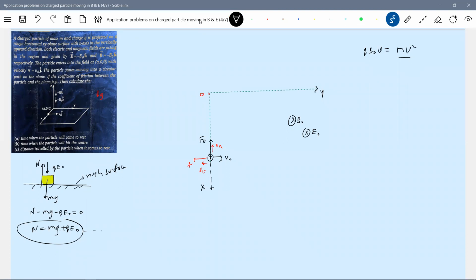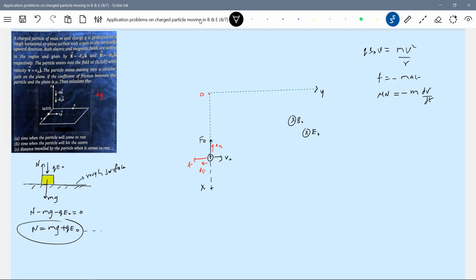Small r, I'll write it. That'll be more meaningful. Speed of the particle at any time. So we are getting one equation like this. Then tangential retardation. So what is the tangential retardation? F equal to minus m a t. So this should be equal to mu N. a t should be equal to dv by dt.